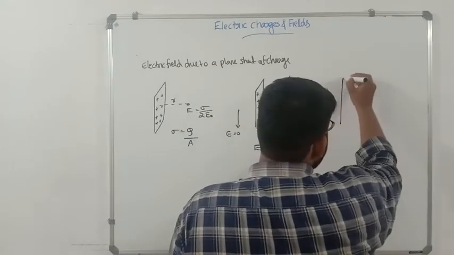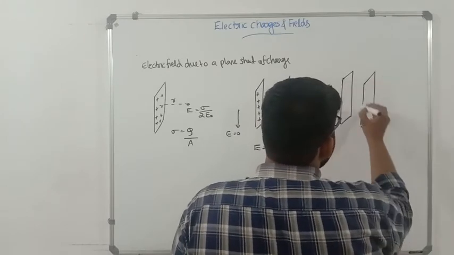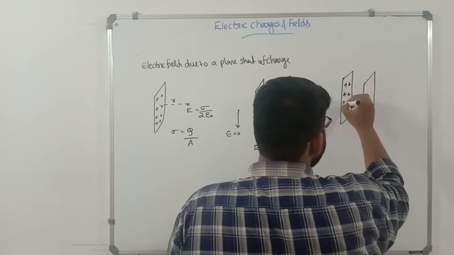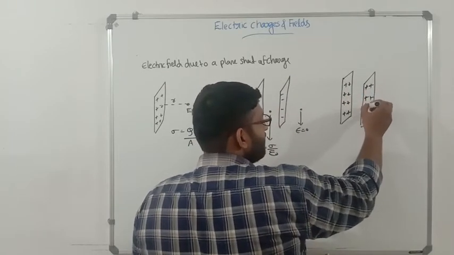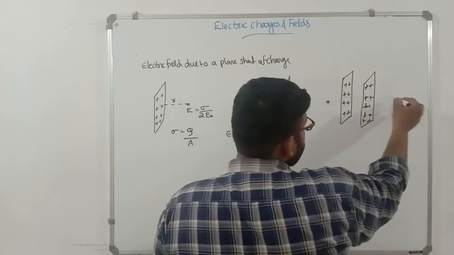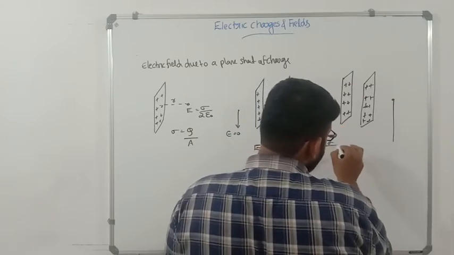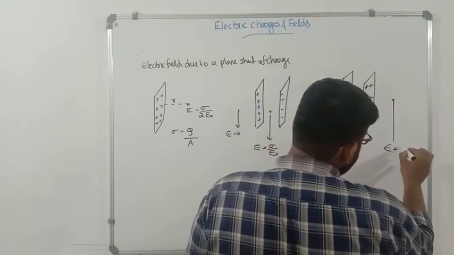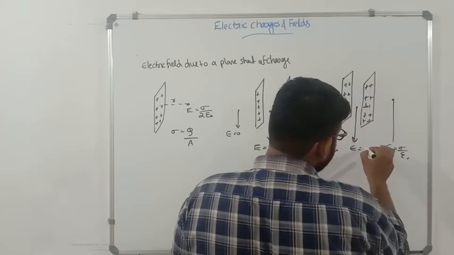Whether you select two plates of same polarity, charged in a same polarity, like this. Suppose I take this, look at here, in these 2 points you can mark electric field. That is nothing but sigma by epsilon 0, sigma by epsilon 0. At the center electric field is equal to 0.